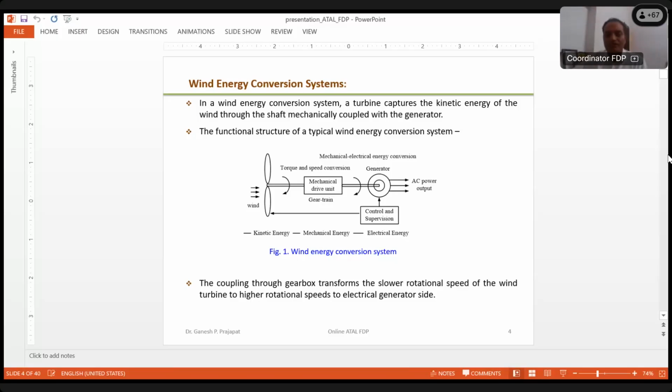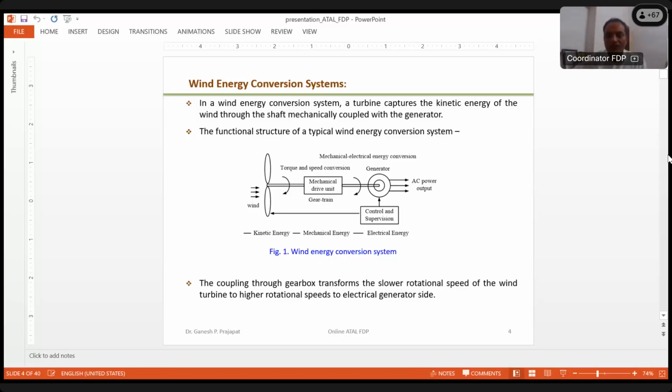Since there are various kinds of controls with wind systems, one arrow is shown inside the generator, which shows the various kinds of controls to be implemented over the generator. So control and supervision can be put over the generator as well as the turbine. We will see how we can have some control over the turbine also.